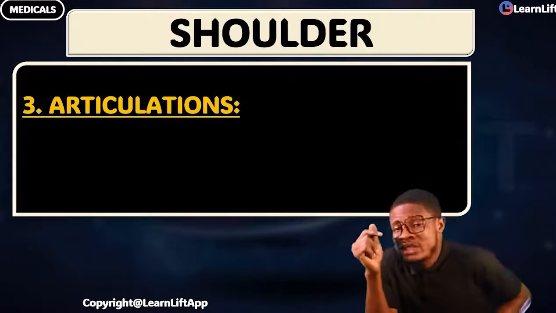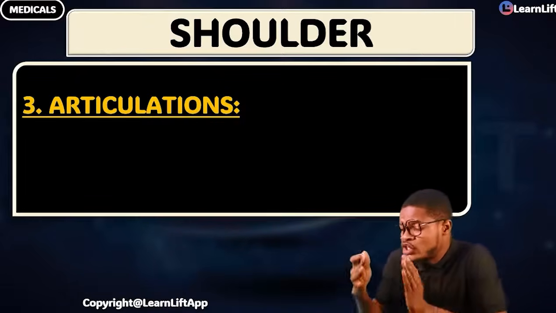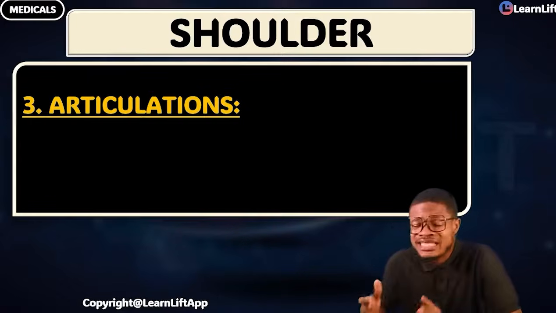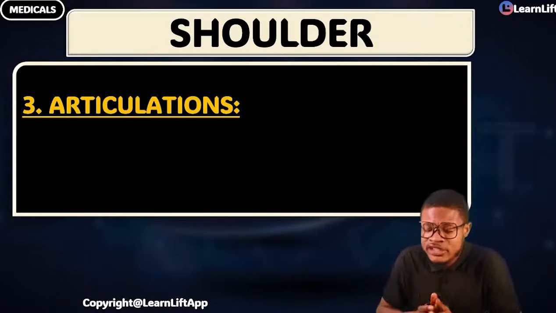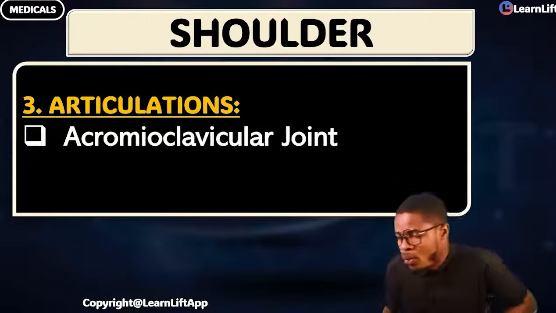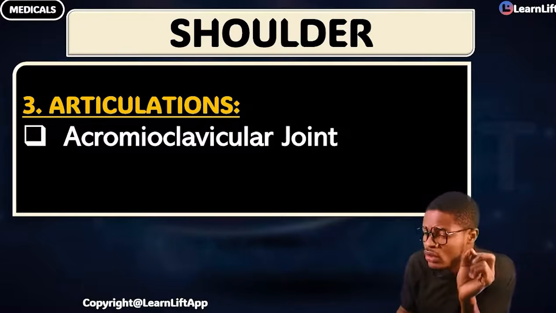Now, another thing you must know is the articulation. When we say articulation, we are talking about the joints. What are the joints that come together, or articulate themselves, to form the shoulder? Number 1 is called the acromioclavicular joint. What is it called?